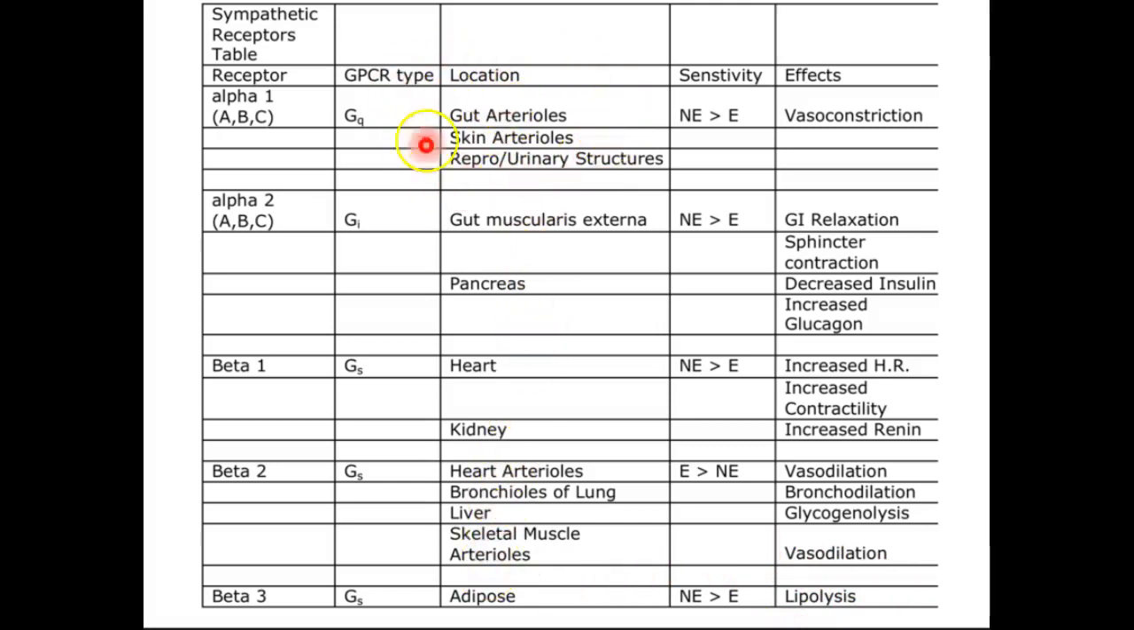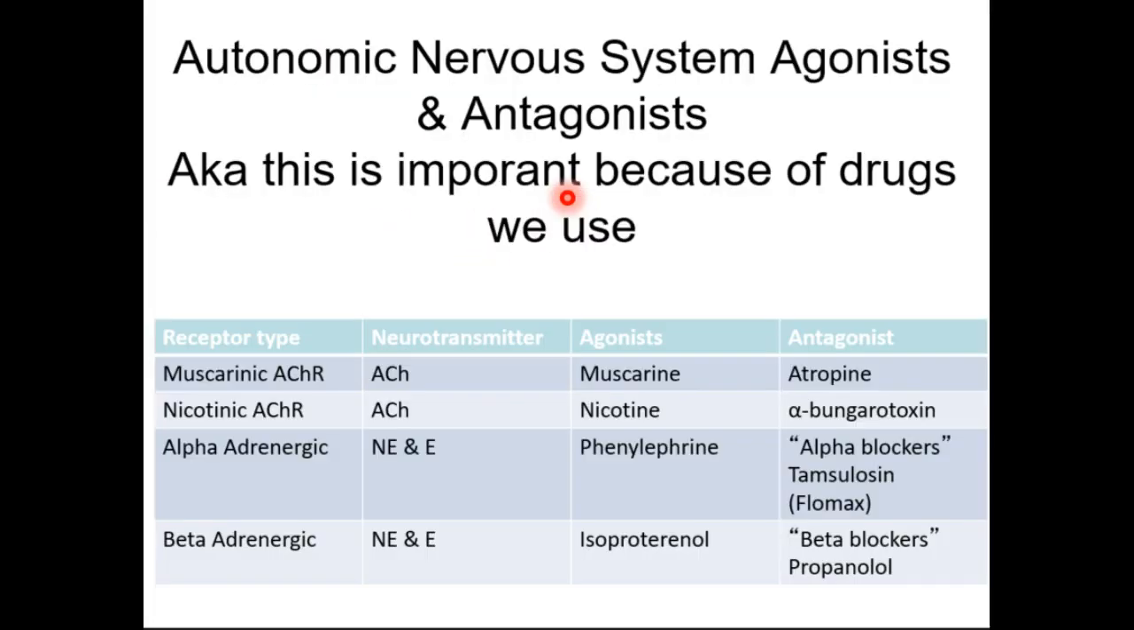Alpha 1 receptors are found in your guts, in your reproductive and urinary structures. So you can see the effects over here. And again, I'm not going to have you rote memorize everything. I'm not going to test you on everything. Focus on what's on the vocab list and on the worksheet. But if you can start learning this now, it's going to make your life easier later.